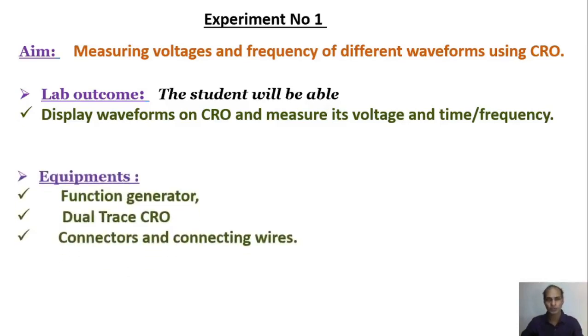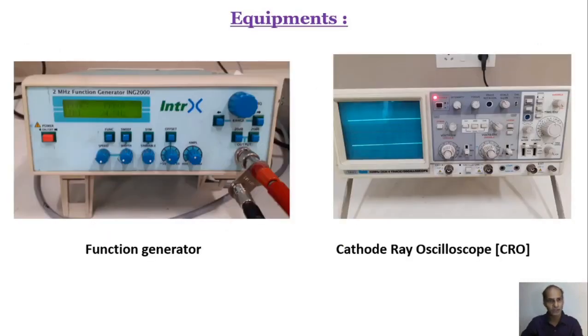The equipment required for this experiment are function generator, dual trace CRO, that is cathode ray oscilloscope, connectors, that is BNC connectors, and connecting wires. So let's see detail about equipment. First we will have a function generator.